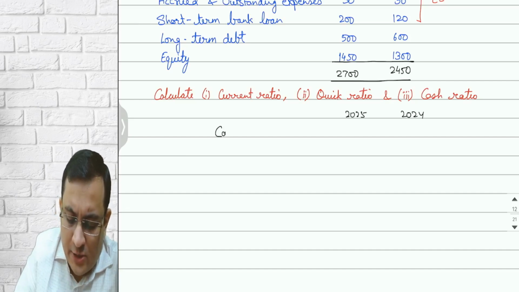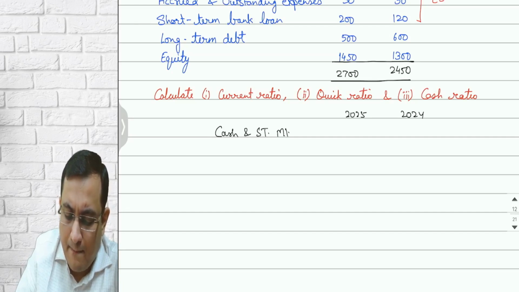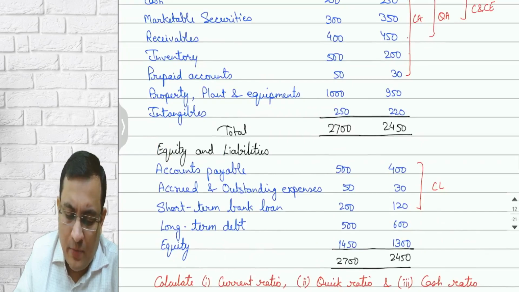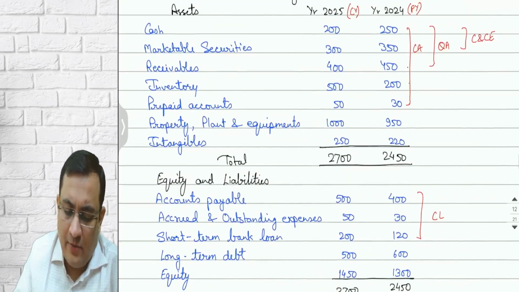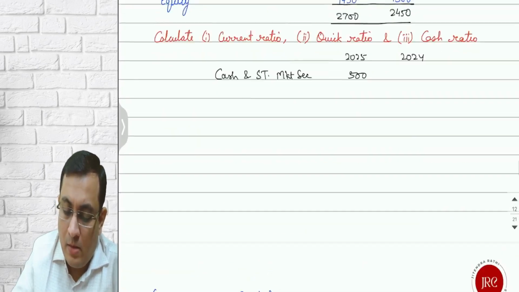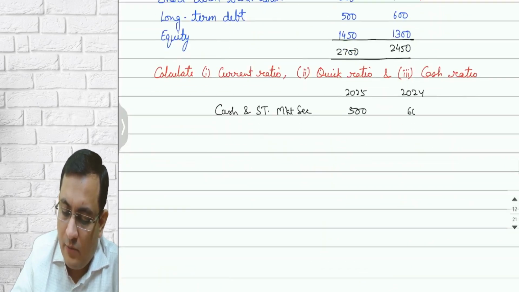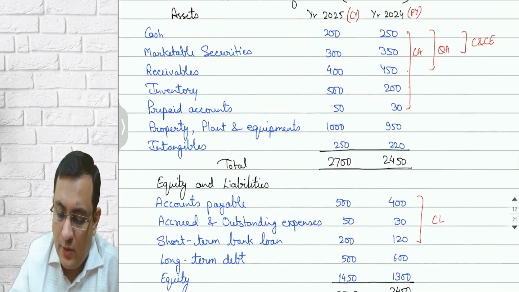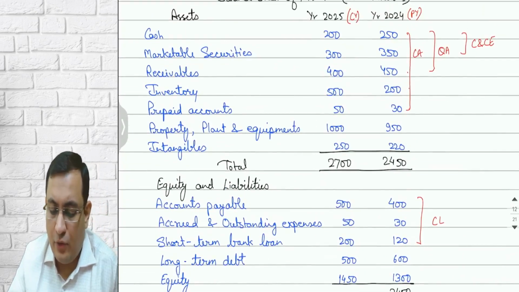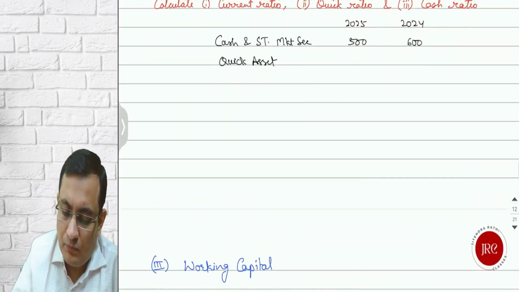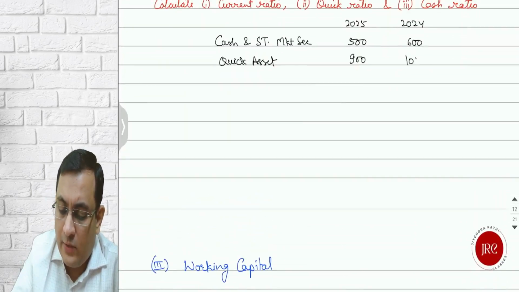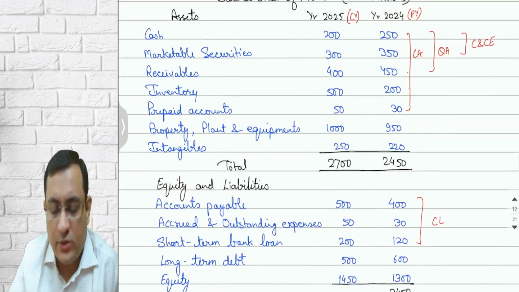What is your cash and cash equivalent? Your short-term marketable security value: in the first case 200 and 300, 500. Second case 250 and 350, 600. Then your quick assets, which will include your receivables also now. So 200, 300 and 400, total 900. And here it is 1050, 600 plus 450 is 1050.